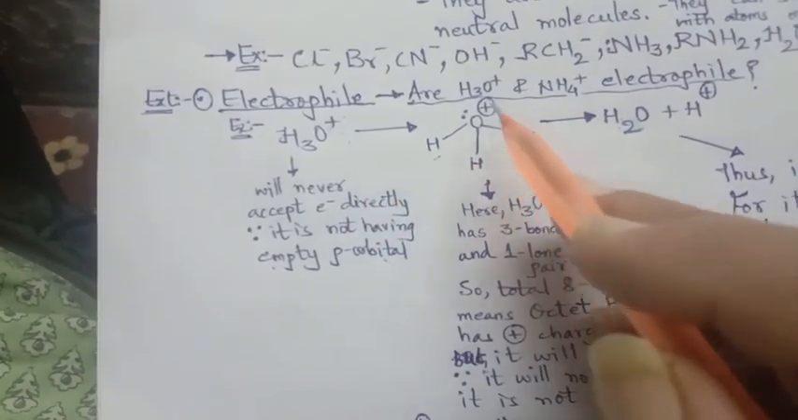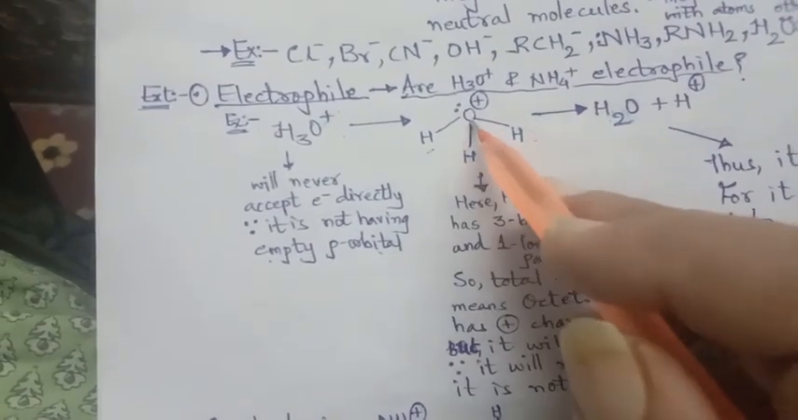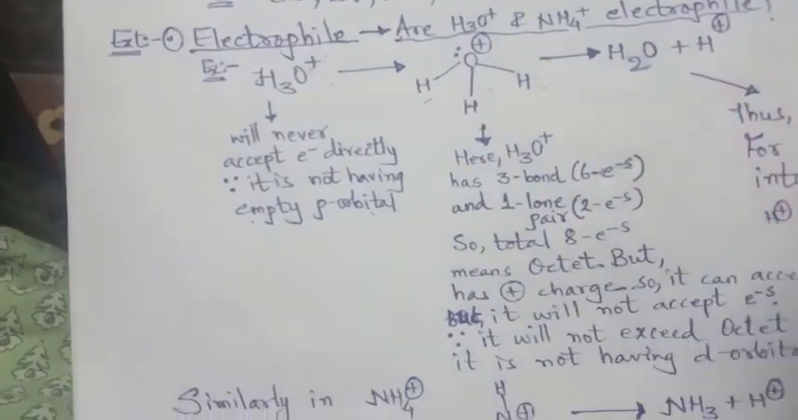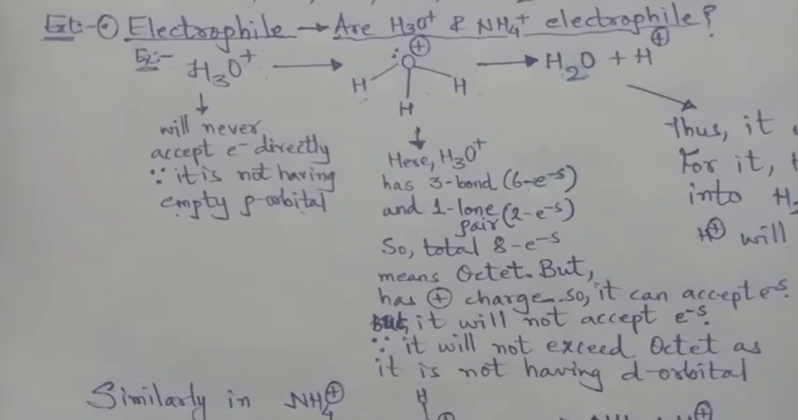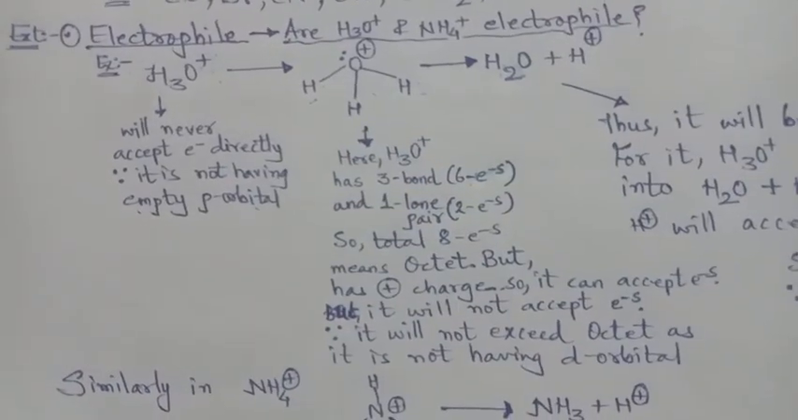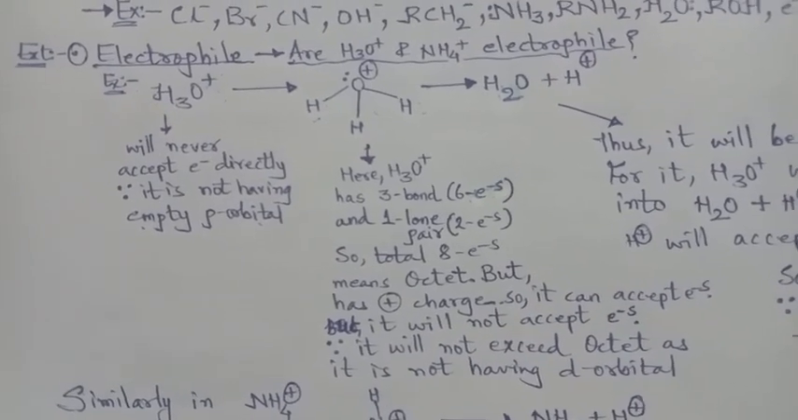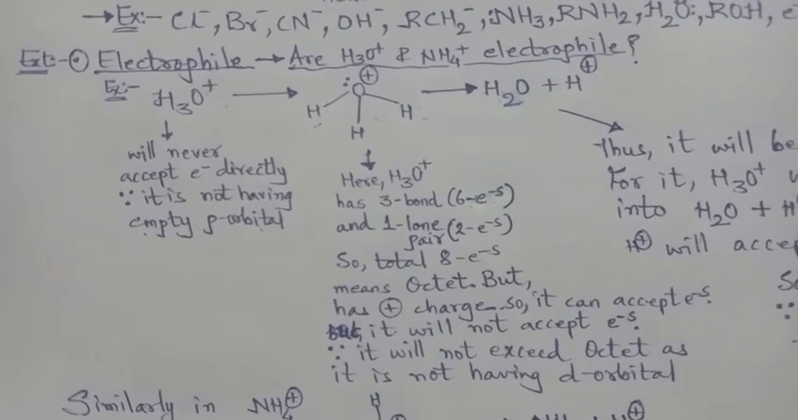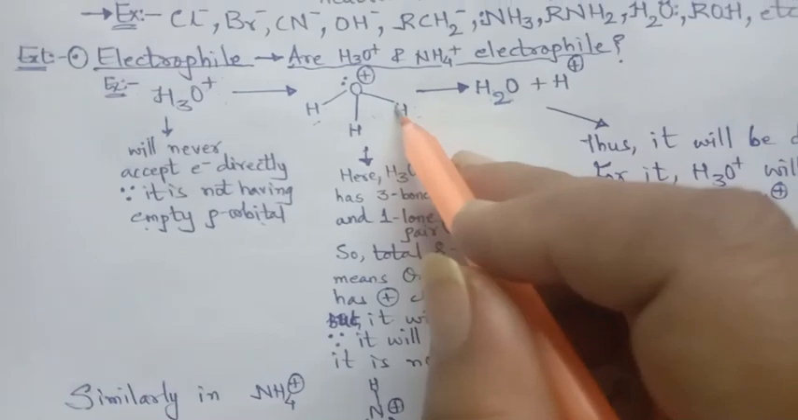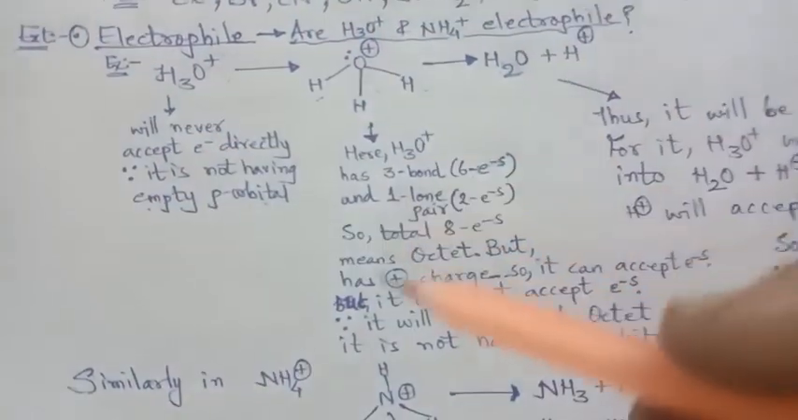So what takes place? Let us see the structure. O, H, H, H, that is H3O plus. Now looking at this oxygen, 1, 2, 3, 4, 5, 6, 7, 8. It is already complete because it has 4 bonds, so 8 electrons. But it has a positive charge. So what happens? It can accept electrons. Positive can attract negative electrons. But here it will not accept. Why? Because it has already completed its octet, right? And it does not have a d orbital where more electrons can be arranged.